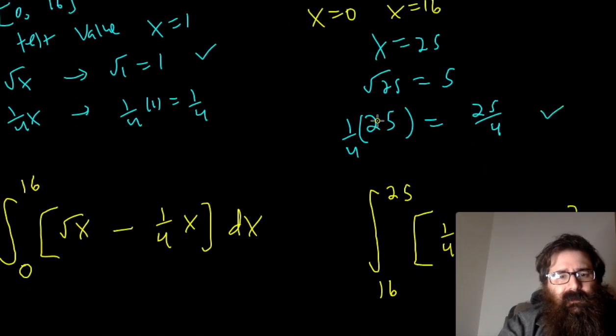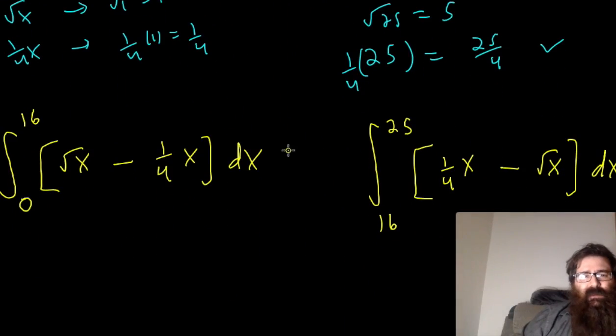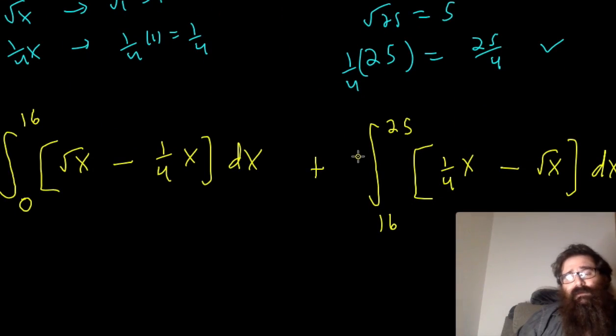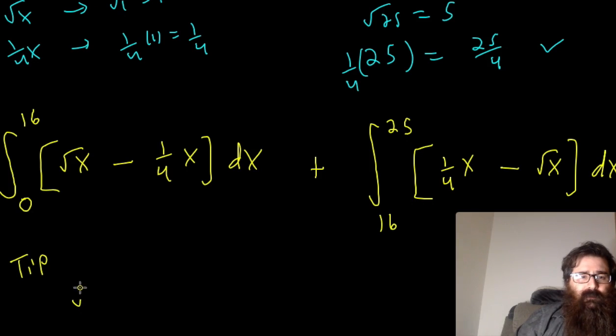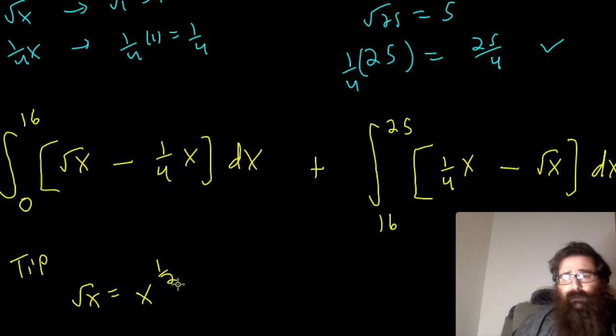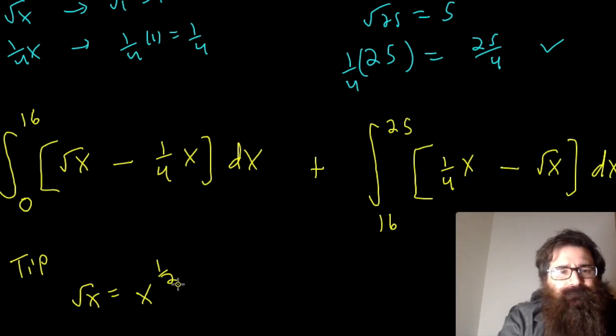So we'd say add them together. And we said just the setup only, so I'm going to leave you here with the setup. If you're looking to integrate something like this, I would give you a little helpful pro tip. I would say remember square root of x is x to the 1/2 power, getting that fractional exponent so we can integrate it using the power rule.